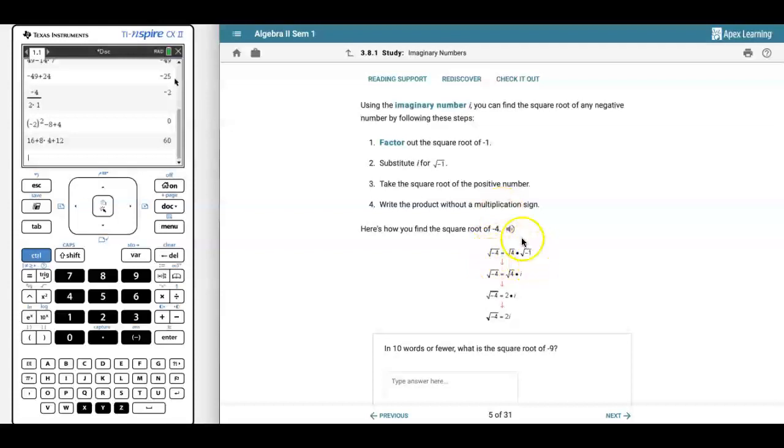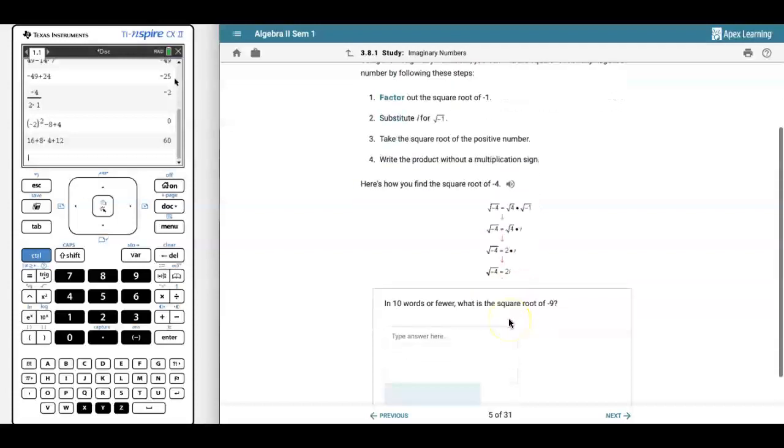So what that looks like here: first step, we factor out a square root of negative 1. Looking at this, if I had the square root of 4 multiplied by the square root of -1, that would give me the square root of -4. That's one of the rules of multiplication. Then we substitute an i for the square root of -1, so that turns into i. Then we can take the square root of 4, which we know is 2, and we get rid of the multiplication sign. So the square root of -4 is equal to 2i.